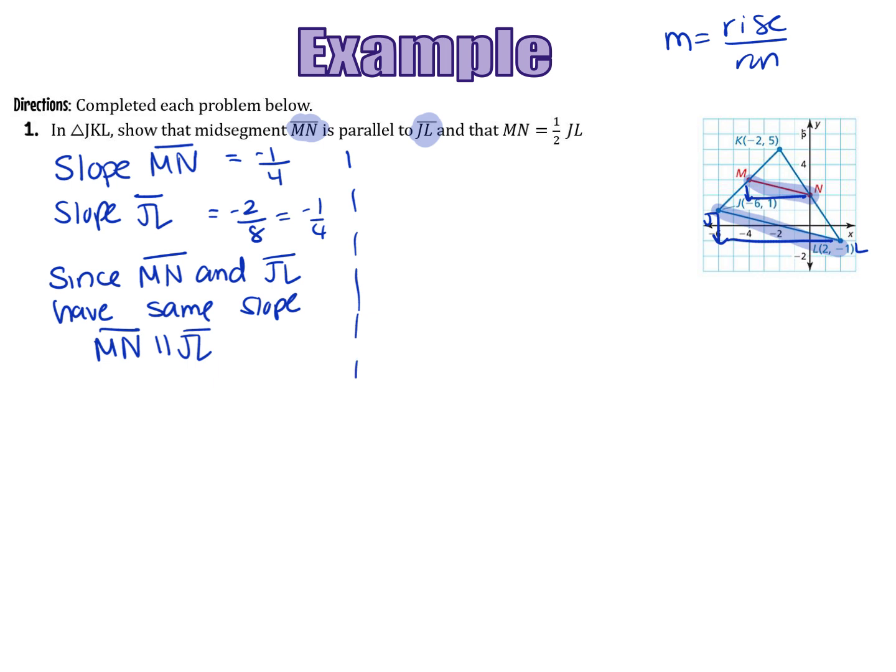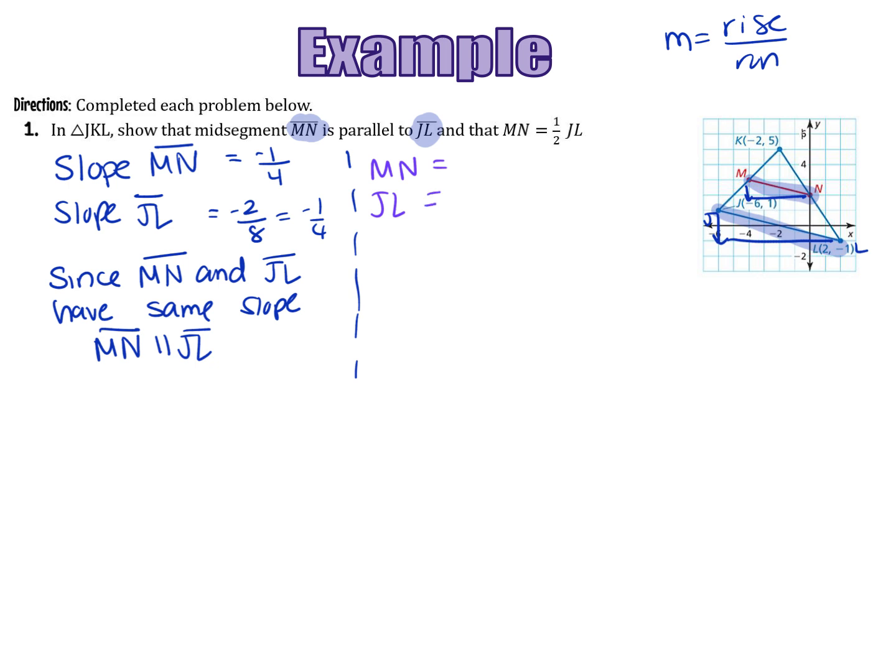Now, to show that MN is half of the length of JL, what we can do is we can find the length of MN using the distance formula or the Pythagorean theorem. We can find the length of JL in the same way, and then we can see if this statement holds true.